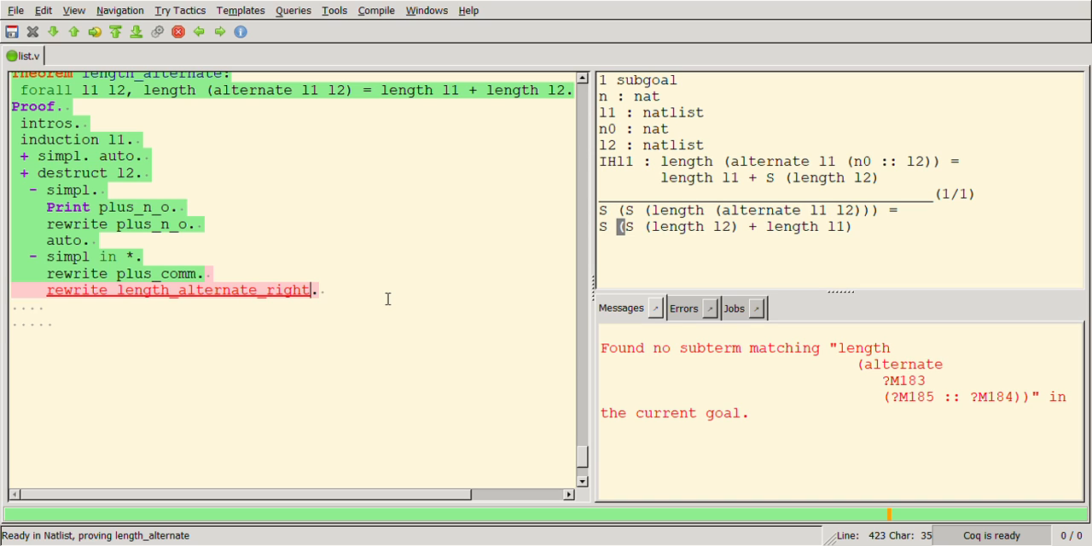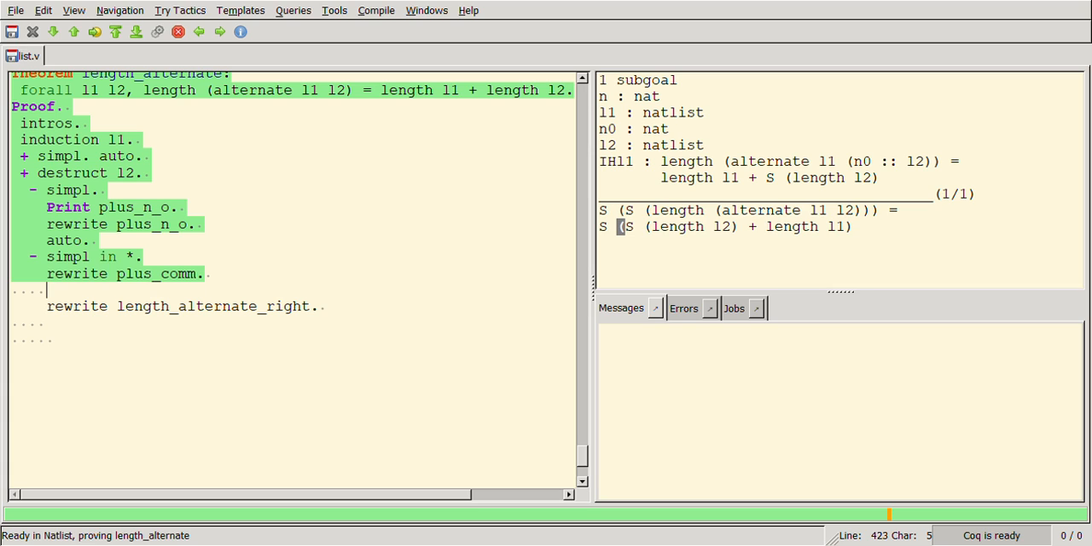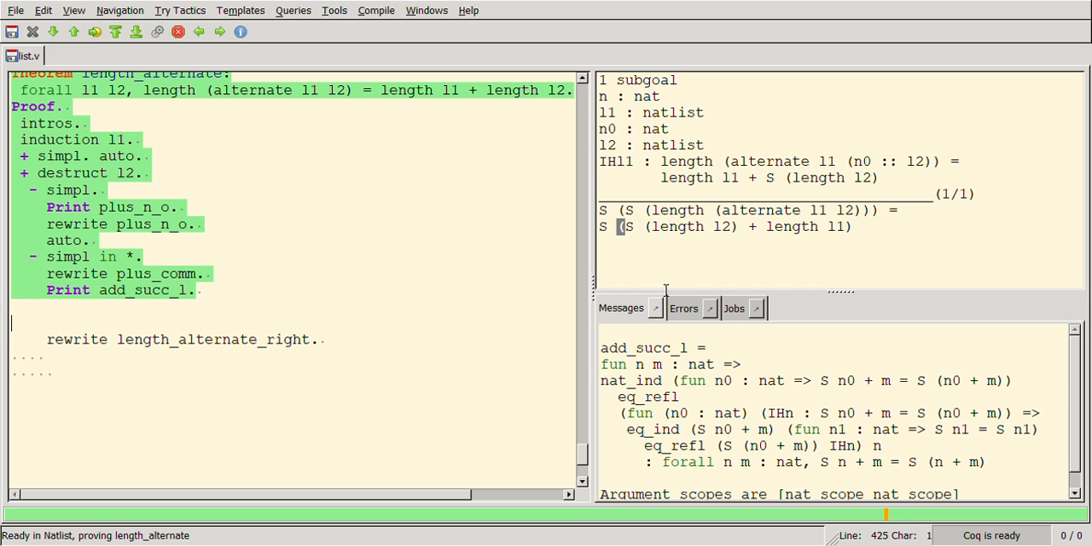Where is the problem? Okay, so we cannot rewrite this lemma in the existing situation, but we can rewrite another lemma, the statement of which is like this: add successor L. Let me print this lemma and then we can see.